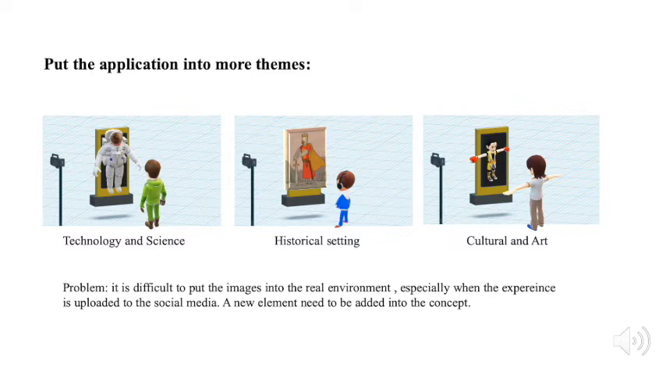Here we have a new problem. It is difficult to put images into a real environment or background, especially when the experience is uploaded to social media. For example, if the boy on the left side would like to play as an astronaut, can he be put in a moon environment? Or this boy in the middle would like to experience the battlefield of the king. Can the image show this? Therefore, a new environment needs to be added into the concept.